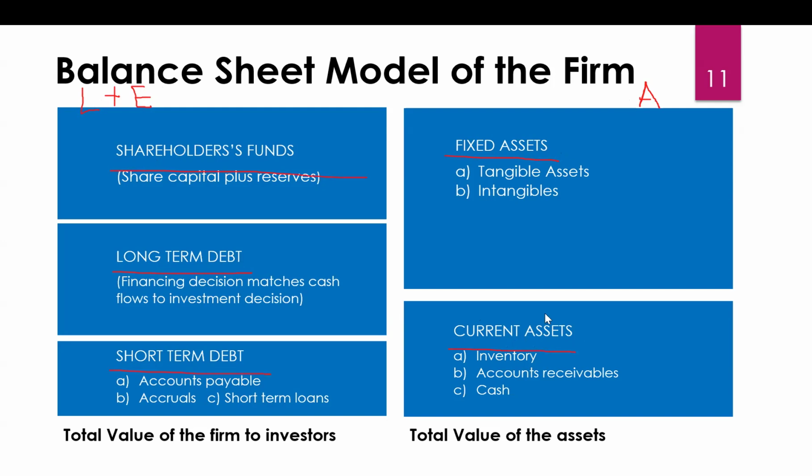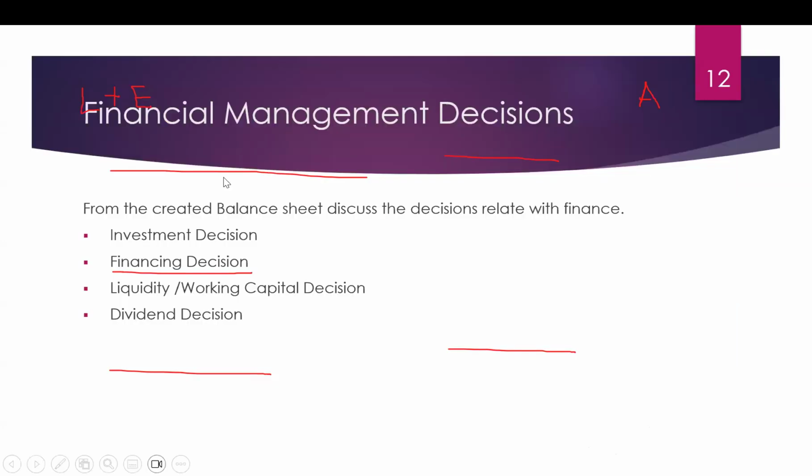So when you take the summation of the assets, you get the total value of the assets, right? And if you take the summation of the liabilities and equity, you get the total value of the firm to the investors, right? There's another thing that you need to understand.